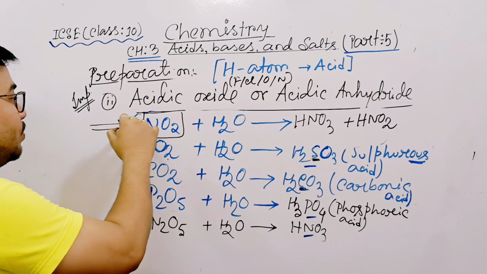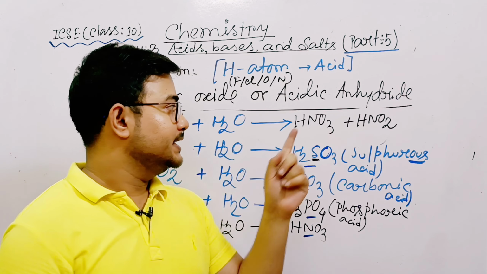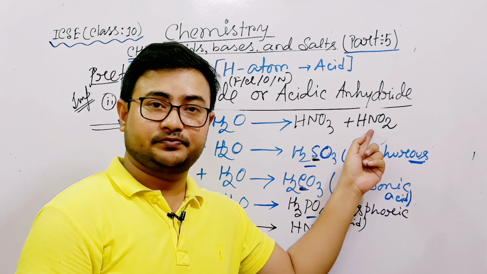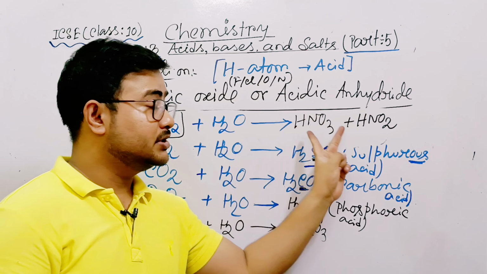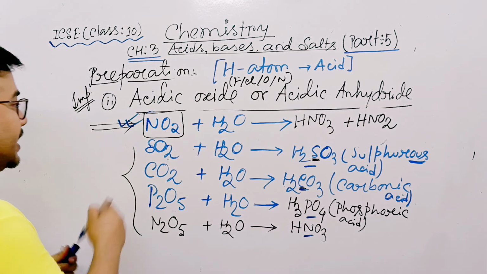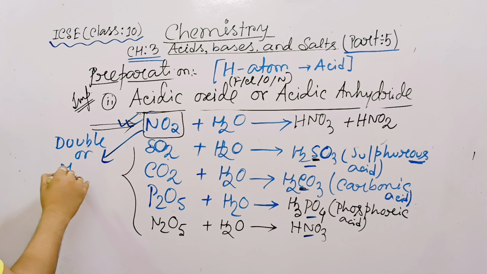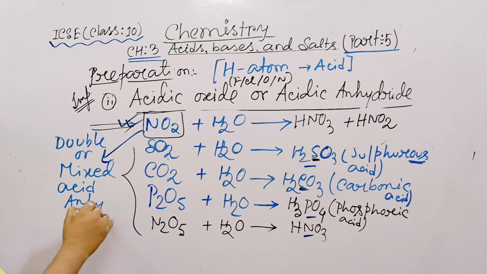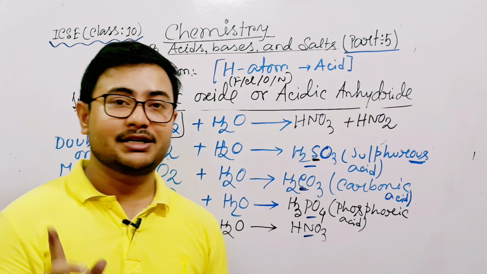But only nitrogen dioxide can produce 2 acids. It is called nitric acid, and it is called nitrous acid. That is why NO2 is called a double or mixed acid anhydride, because it will form 2 acids. Do you understand? You have to read in this way to get the full marks in board.